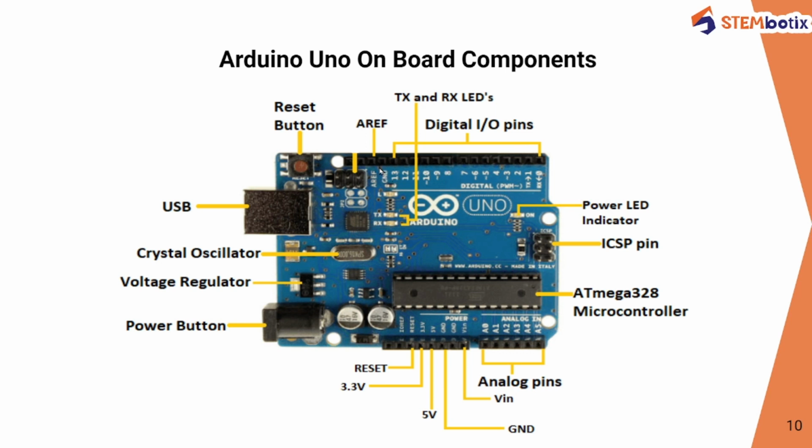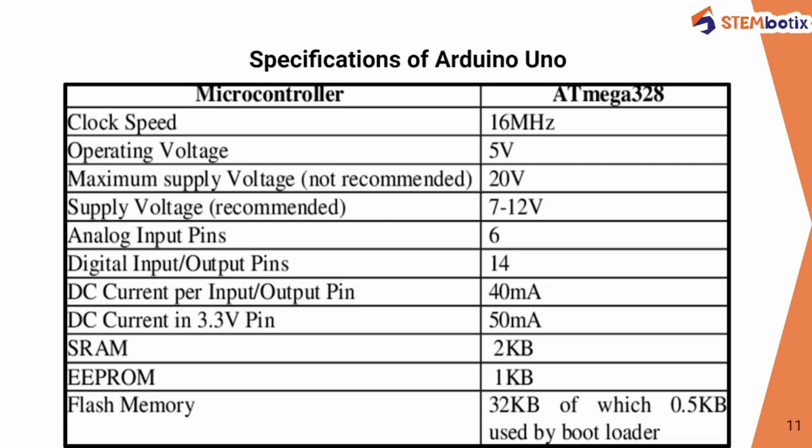After that, we will have another ground pin to ground your circuit. After that is AREF, which is analog reference, meaning it is used to set an external reference voltage between 0 and 5. So this was the general introduction to the onboard components of the Arduino Uno board.